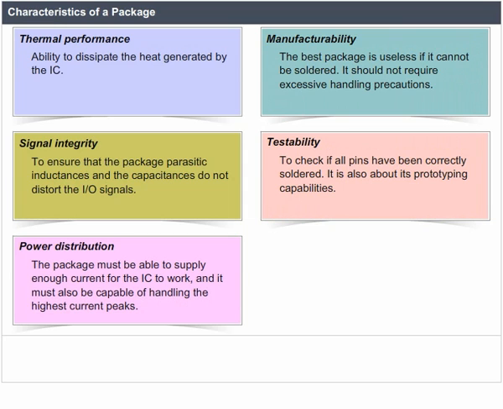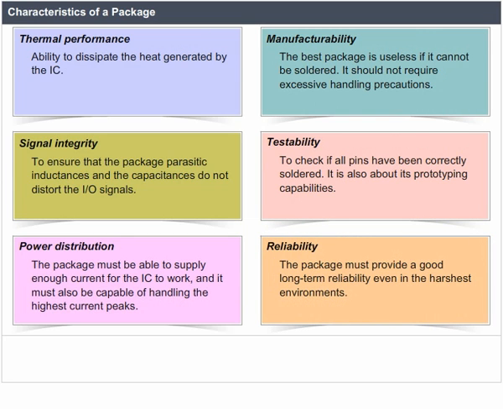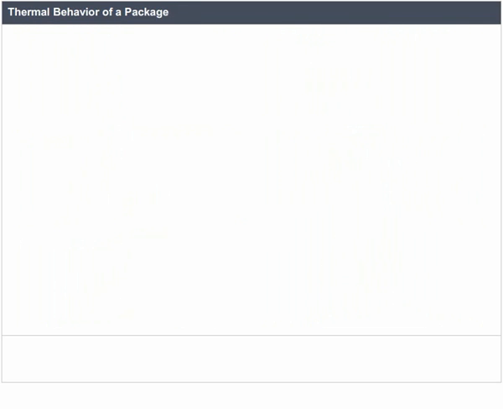Testability: to check if all pins have been correctly soldered. It is also about its prototyping capabilities. Reliability: the package must provide good long-term reliability even in the harshest environments. Thermal behavior of a package.